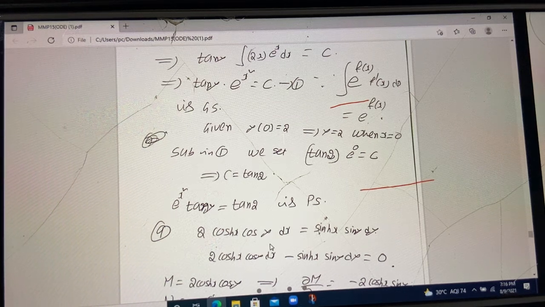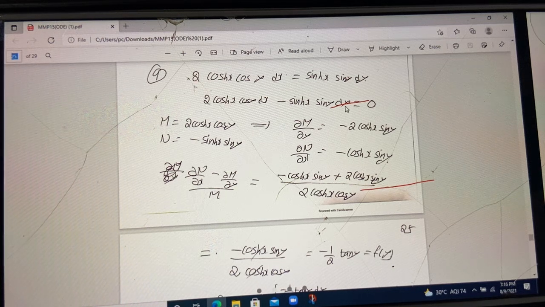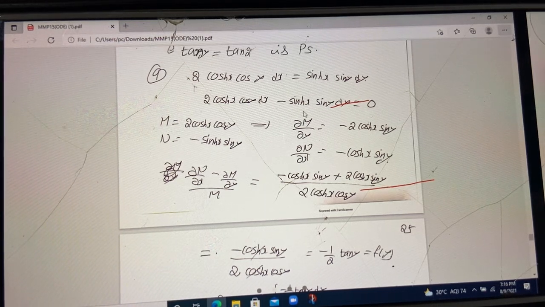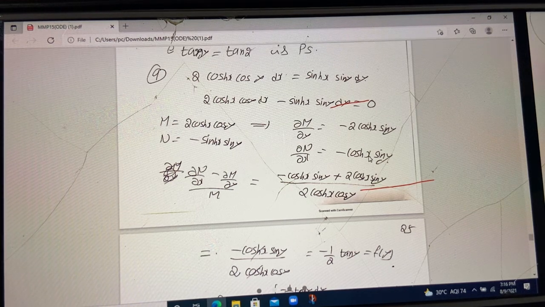Next, 2 cos hyperbolic x cos y dx minus sin hx sin y dy equal to 0. This is in the form M dx plus N dy equal to 0. M is this, N is this. So dou M by dou y, for 2 cos hyperbolic x cos y, means minus sin y. Dou N by dou x will be for sin hyperbolic x cos hyperbolic x. See, for cos hyperbolic x, dou M by dou y, for cos y, minus sin y. Dou N by dou x, for sin hx, differentiation is cos hx.